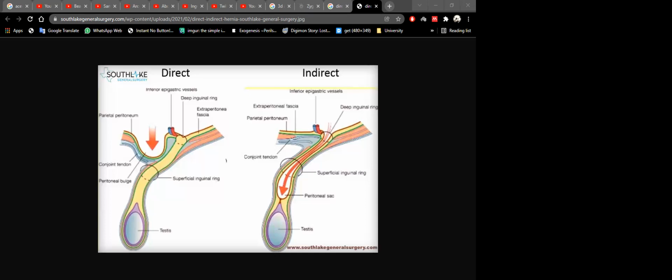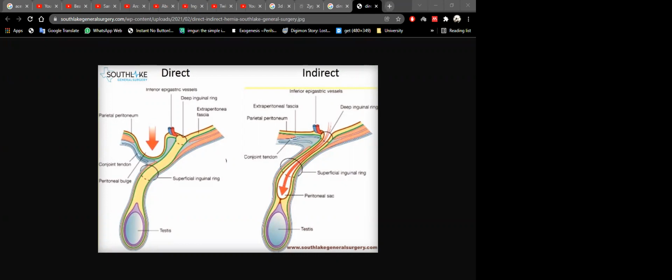In females, it is very, very rare for an indirect hernia to happen because, yes, they do have a deep ring and a superficial ring. They kind of have it because of the round ligament. Again, they kind of need it. They have it, but it's not large. It's very small. And it's very difficult to imagine a whole part of your intestines going through a very small ring. Okay?